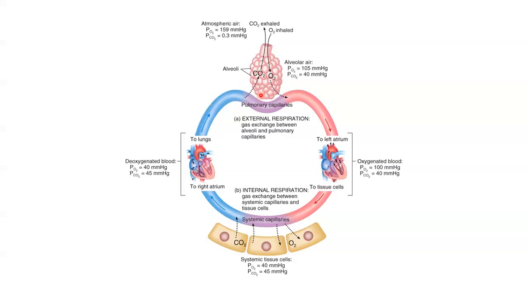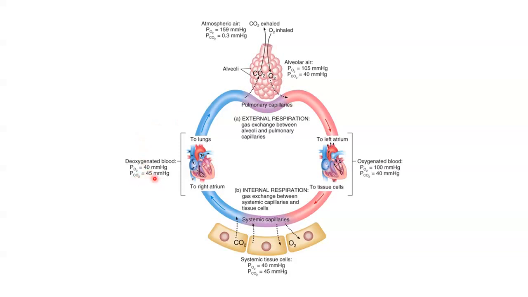Diffusion will continue in this direction until the partial pressure of oxygen is the same in the pulmonary capillaries as it is in the air in the alveoli. Now, while oxygen is diffusing from the alveoli into our pulmonary capillaries, carbon dioxide is diffusing in the opposite direction.